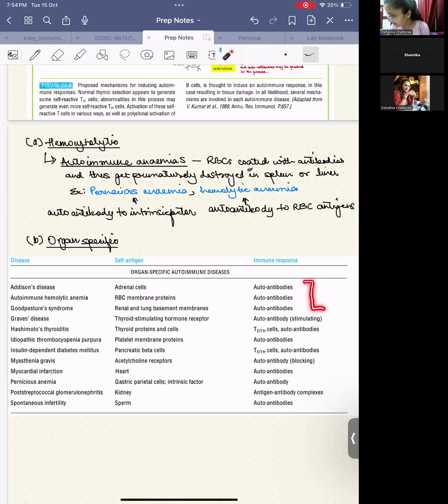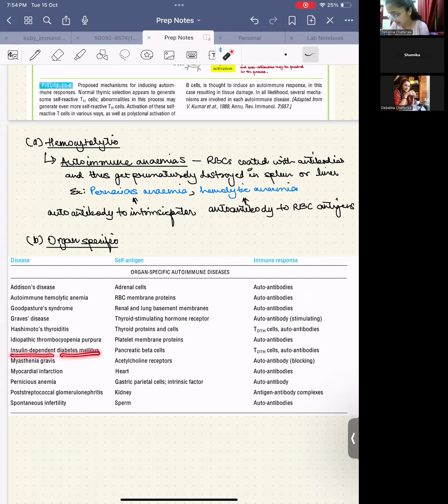If you look here, it is autoantibodies that are mediating these processes. Autoimmune hemolytic anemia, we have discussed. So hemolytic anemia is falling under this first category. We have Goodpasture syndrome, where the renal and the lung basement membranes become a target of autoantibodies. Graves' disease, where the thyroid stimulating hormone receptor is a target of autoantibody. Hashimoto's thyroiditis, where the thyroid protein and cells are a target of cytotoxic T cells along with the autoantibodies. Idiopathic thrombocytopenic purpura, where the platelet membrane proteins are affected.